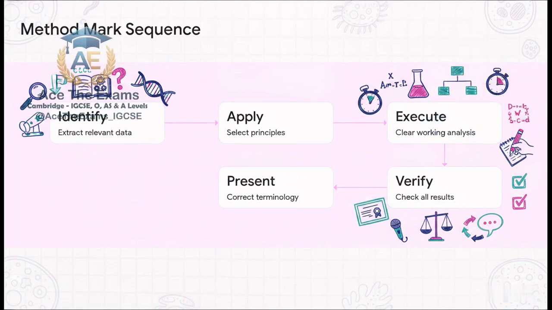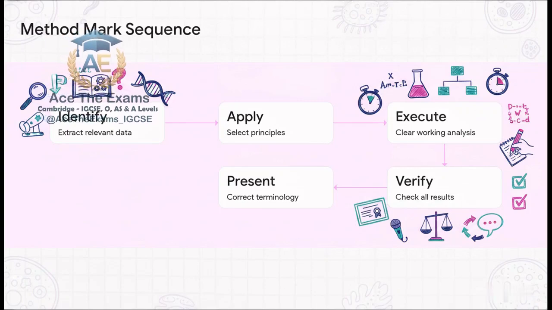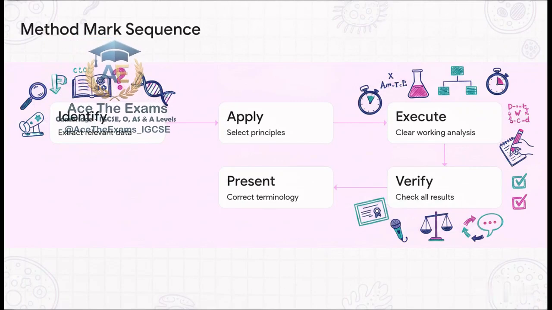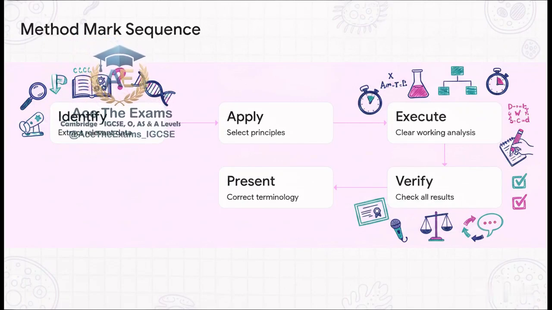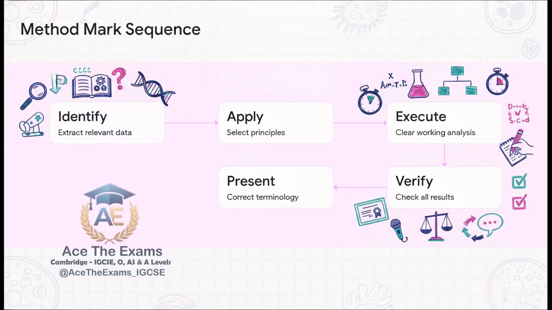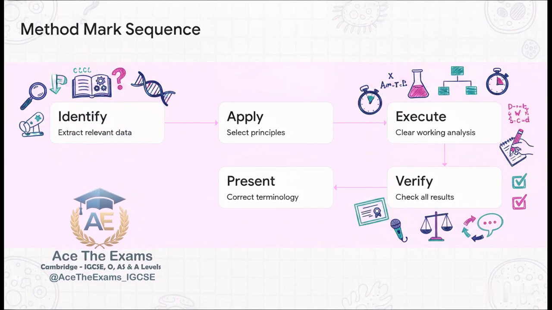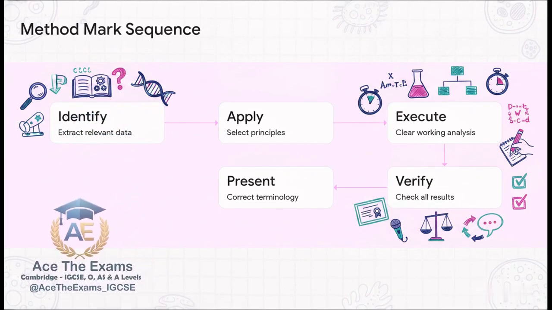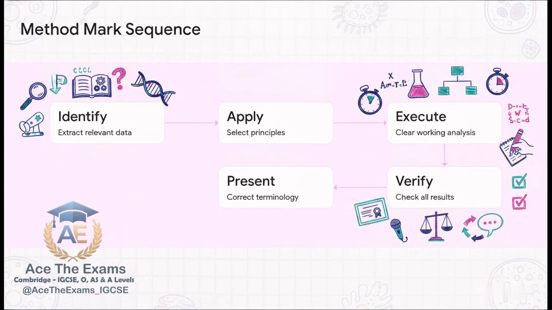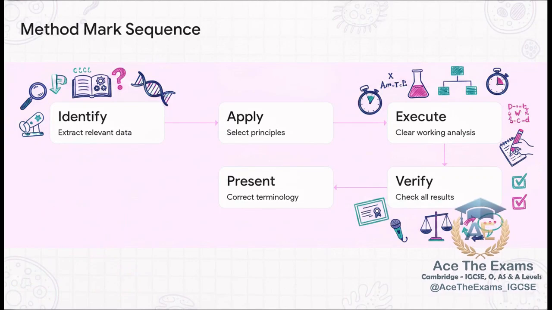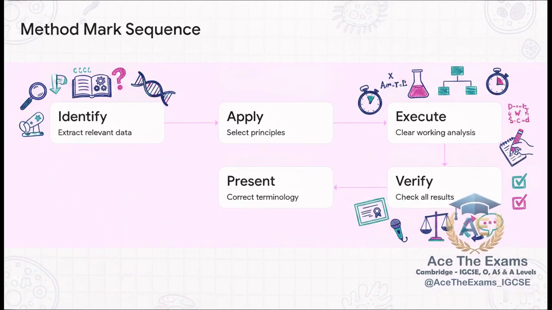So here is that standardized sequence you need to follow. First, identify the key elements by deconstructing the question and extracting relevant data from the stimulus materials. Second, select and apply the relevant biological principles. Third, execute your analysis with very clear logical working. Fourth, verify your results. And fifth, present your final answer in the appropriate format using correct, precise terminology. This step-by-step breakdown is exactly how you guarantee you pick up every single available method mark along the way, even if your final calculation or conclusion is slightly off.